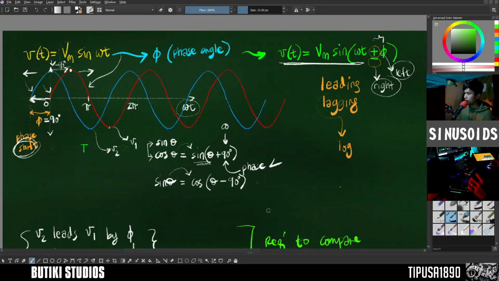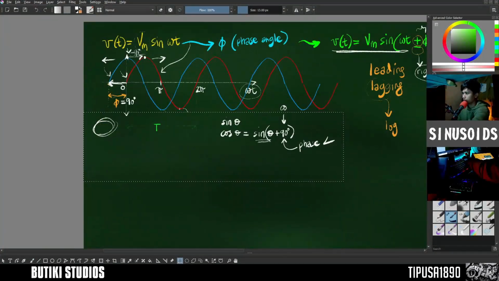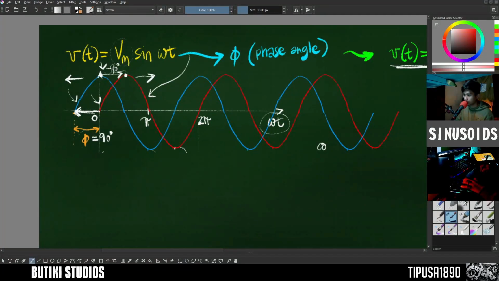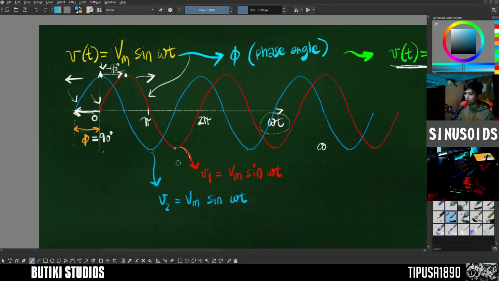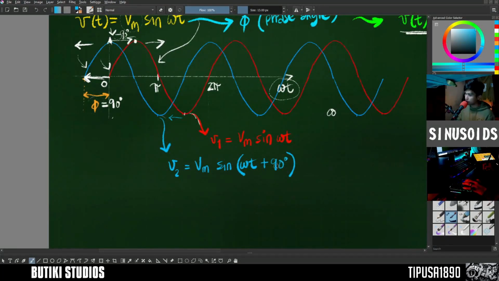So para ato siya nga malimpyo, so the red wave here, ato siyang giname as V sub 1, no? Then equal siya sa ang blue wave nato V sub 2. This same wave V sub m sin omega t ra gyapon, but then since ato siyang gi-shift padulong sa left, muna nga karon mag-plus ta og 90 degrees, or in general phi.